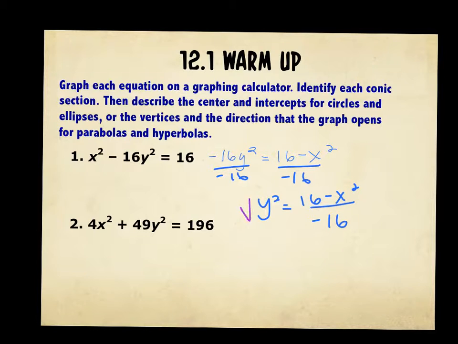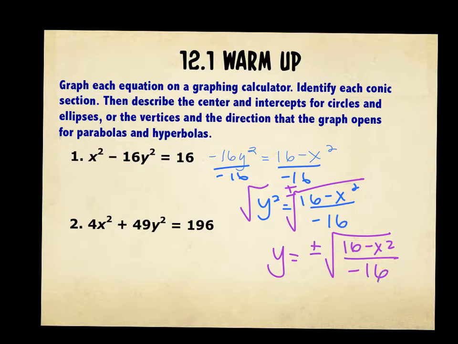And then the last step would be square rooting, making sure I do what with that square root? With the plus and the minus. Good so far.